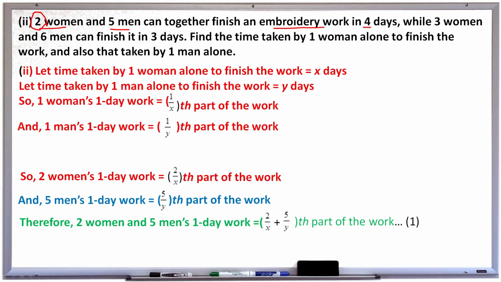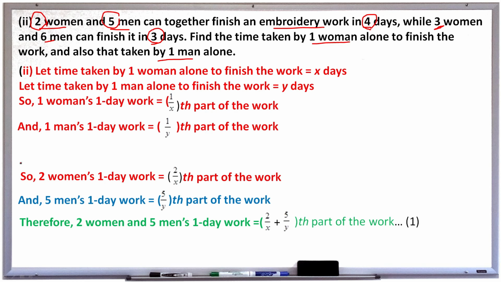2 women and 5 men can do the embroidery work in 4 days, while 3 women and 6 men can finish the same work in 3 days. Find the time taken by one woman alone to finish the work, and also that taken by one man alone. One woman, how much time will she take to finish the work? Similarly, you have to find one man, how much time he will take to finish the work.